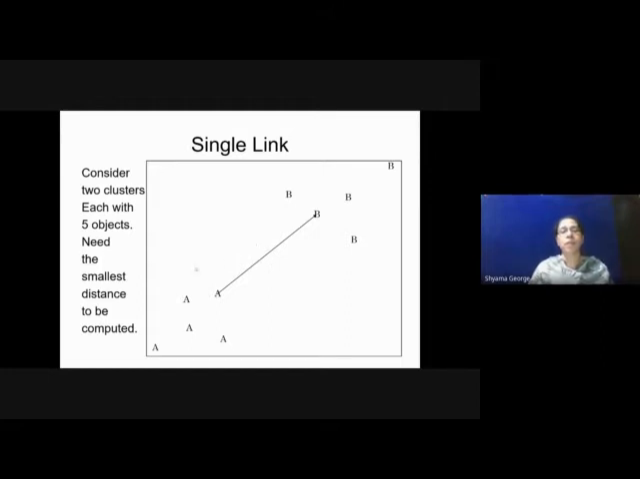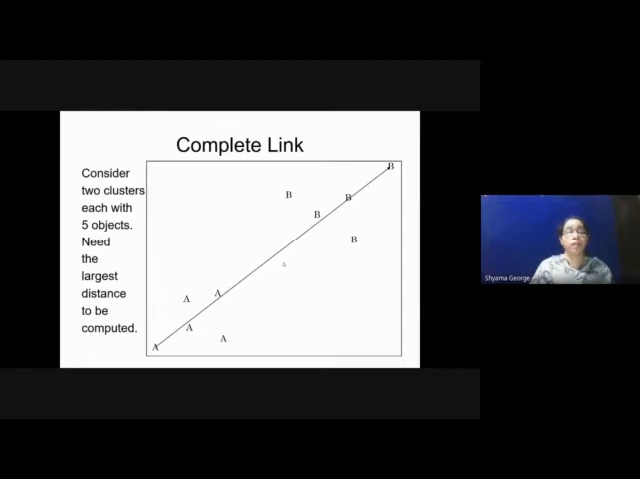In single link, you can see that A is one group of cluster, B is another group. In single link, we are finding the distance between the two closest points. That means taking pairwise distances and taking the minimum value. And complete link is where you take all the pairwise distances and take the maximum value. That is the farthest, largest distance, maximum distance.